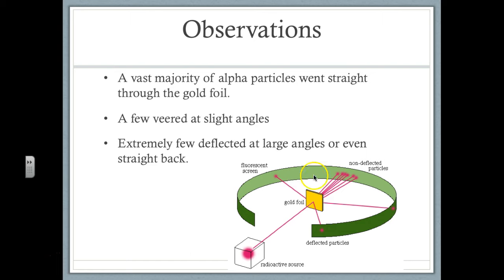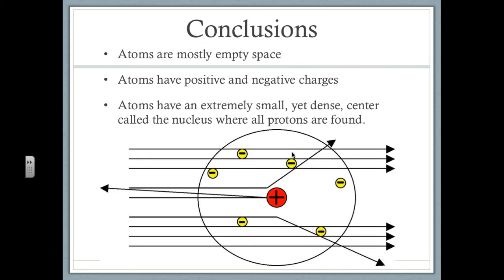So what explained this? Why did most of the particles go straight through? Why did some of them veer off at slight angles? And why did extremely few of them deflect at large angles or even bounce straight back? Well, he came up with this conclusion. The reason why most of the alpha particles went straight through the piece of gold foil was because atoms are mostly empty space. Atoms are like 99.95% empty space. There's just nothing there.